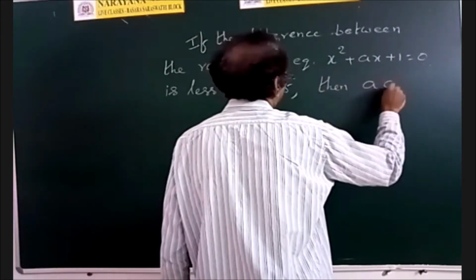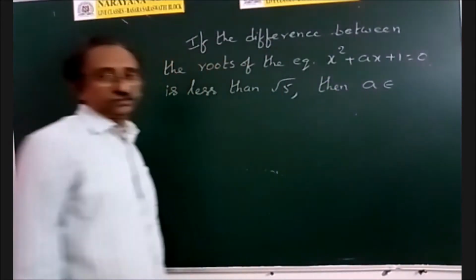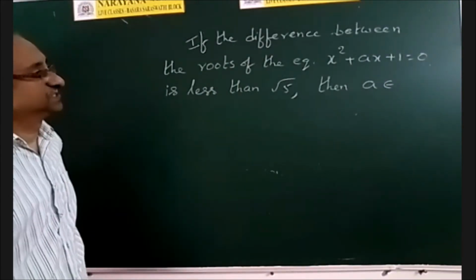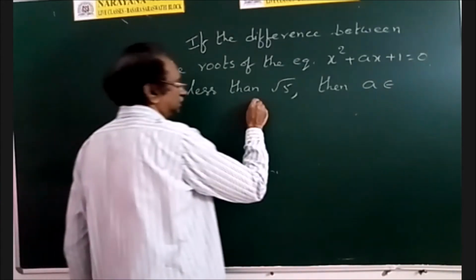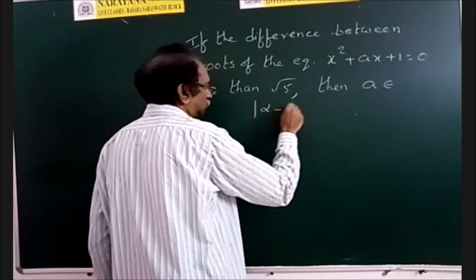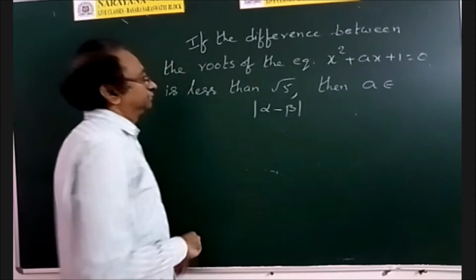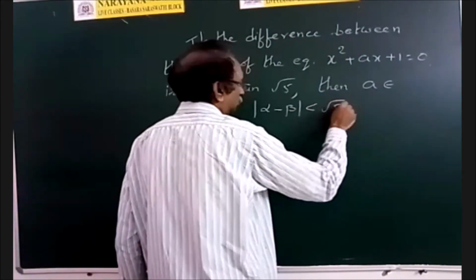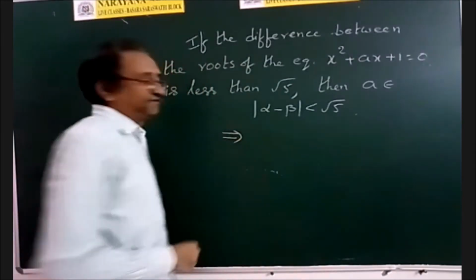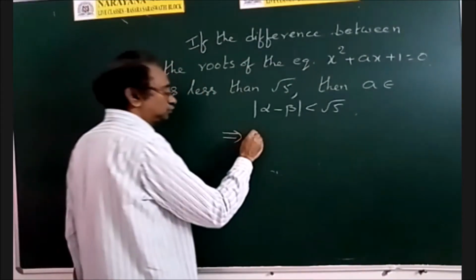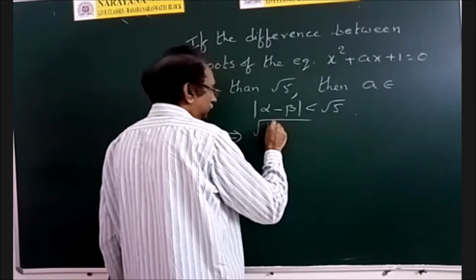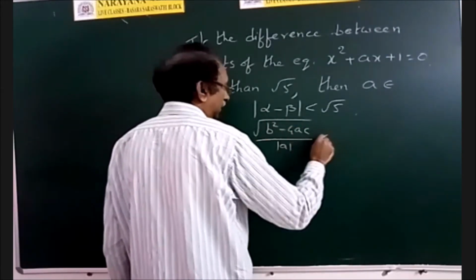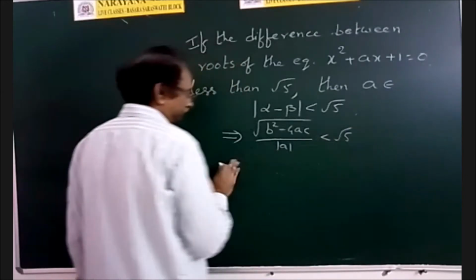Then a belongs to, so we have to find that interval. See the question: the difference between the roots. Suppose alpha and beta are the roots, so the difference between the roots is less than root 5. And what is the formula for the difference of the roots? Square root of b square minus 4ac by mod a is less than root 5.